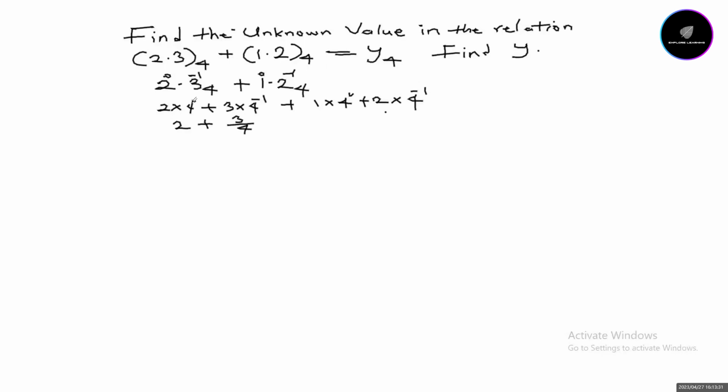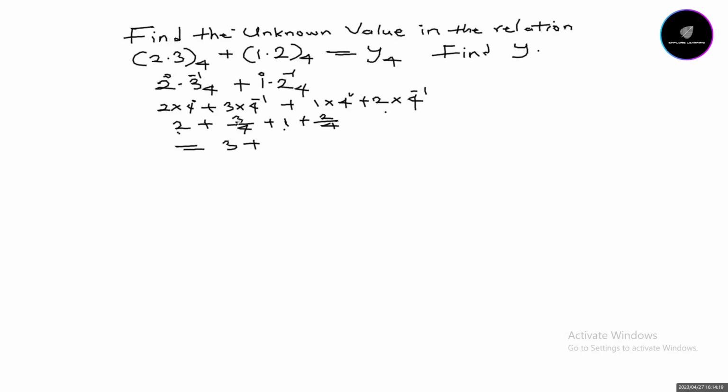Okay, so 4 raised to the power 0 is 1. 1 times 2 gives us 2. Now you have 4 raised to the power of -1, which is 1 over 4. So 1 over 4 times 3 will give us 3 over 4, plus 1, because 4 raised to the power 0 is 1. 1 times 1 is going to give us 1, plus 4 raised to the power -1, which is 1 over 4 times 2, will give us 2 over 4. So if we simplify this further, we're going to have 2 plus 1 will have 3, plus.